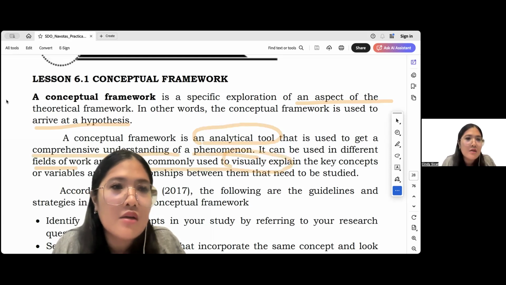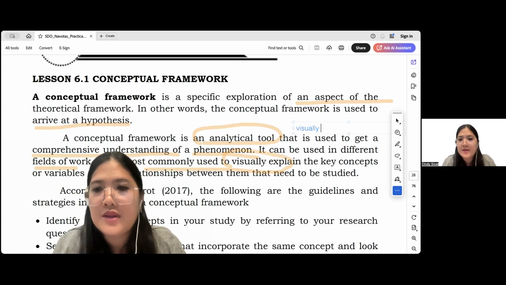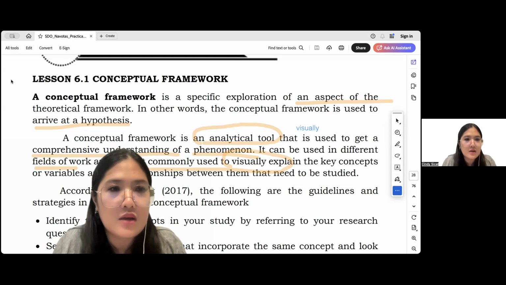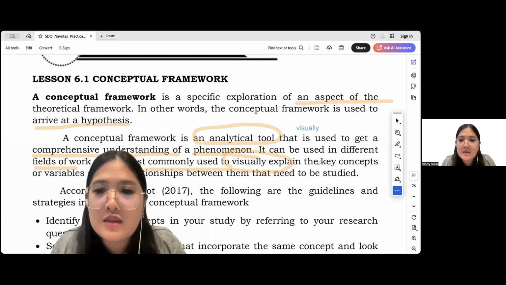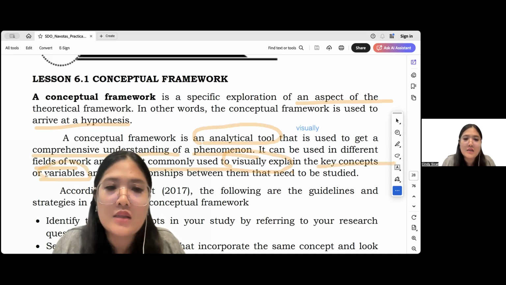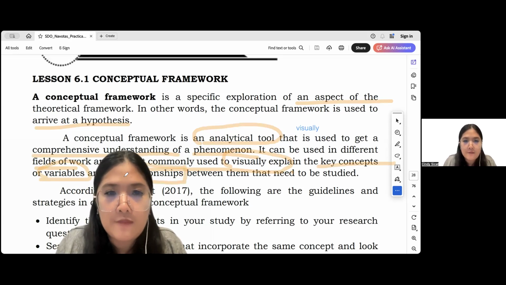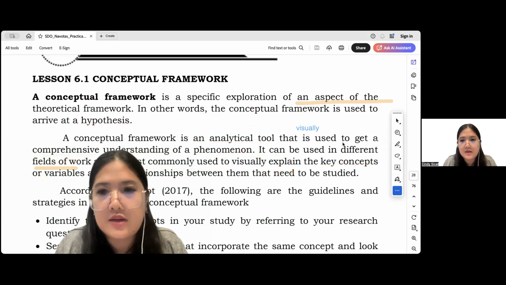Again, that's the keyword, visually, for us to be able to imagine the key concepts and the direction of our paper. So we would present the key concepts here, or the variables. We have studied about the variables in our previous lessons, and their relationships.